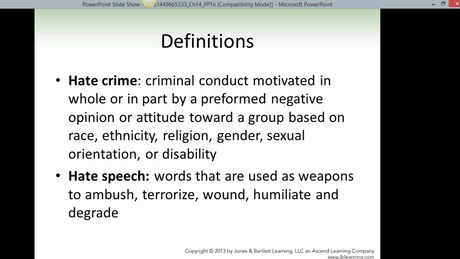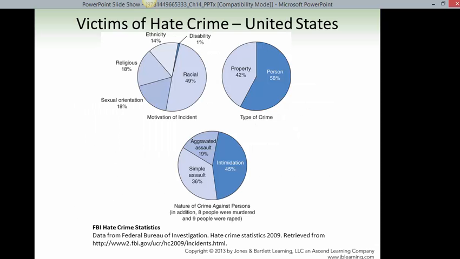Definitions of a hate crime: criminal conduct motivated in whole or in part by a preformed negative opinion or attitude towards a group based on race, ethnicity, religion, gender, sexual orientation, or disability. Hate speech: words that are used as weapons to ambush, terrorize, wound, humiliate, or degrade.